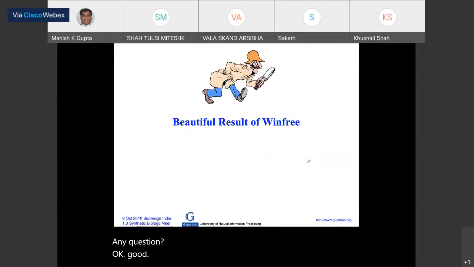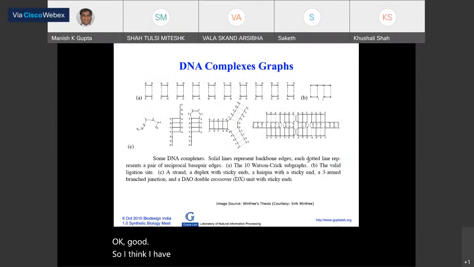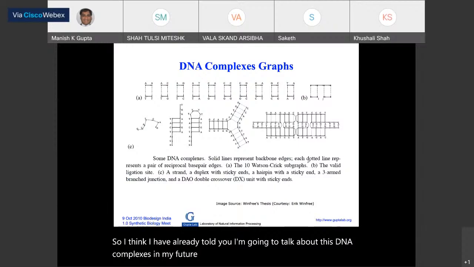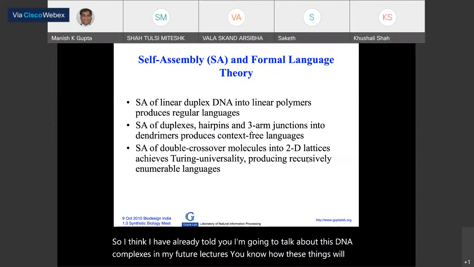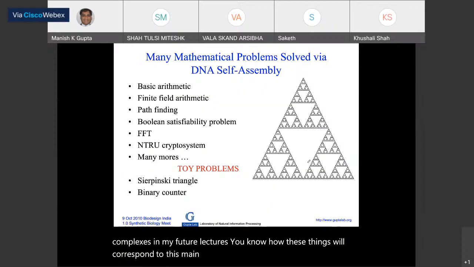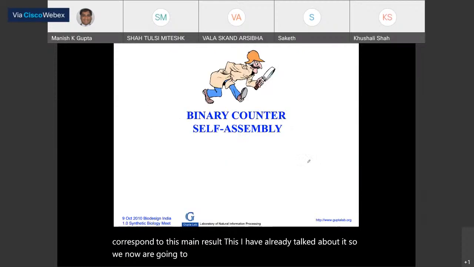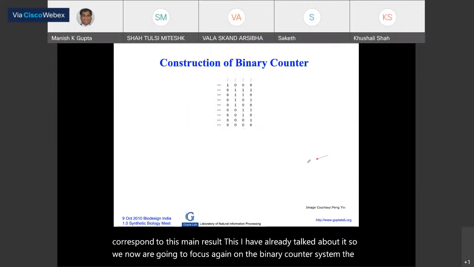Now, I think I have already told you I am going to talk about these DNA complexes in my future lectures, how these things will correspond to this main result. This I have already talked about. So we now are going to focus again on the binary counter system, the self-assembly of binary counter.